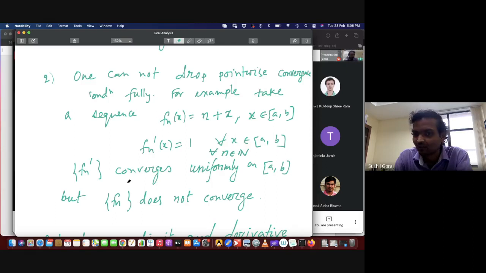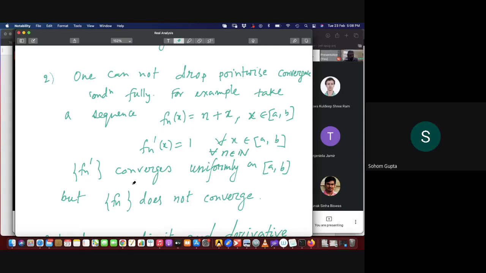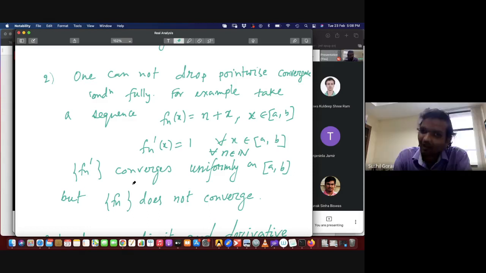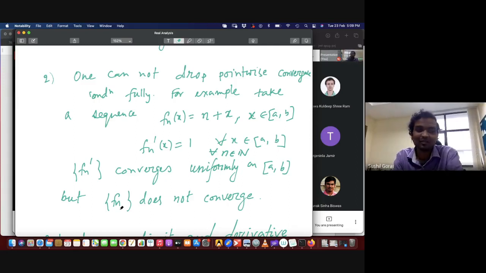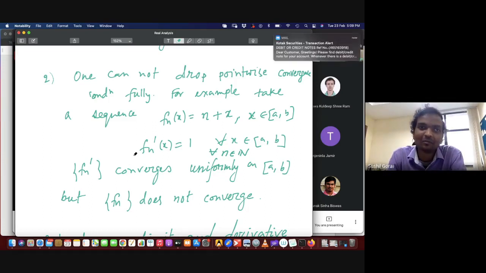Right. So derivative converges does not imply that the function converges. It might happen that the function may not even converge. But if the function converges at one point, then it will converge everywhere, because the derivative converges uniformly. If it converges at one point, you can use affine approximations to show that the function converges at all points. So that was using the mean value theorem. You prove that it converges uniformly.